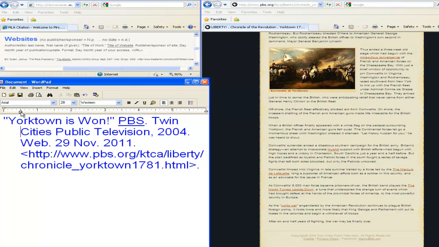Check your work. Ensure you have capitalized all proper nouns. Make sure there is a punctuation mark after each item and a period at the end.